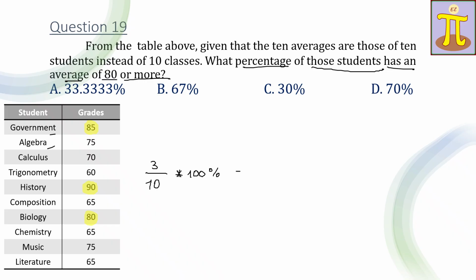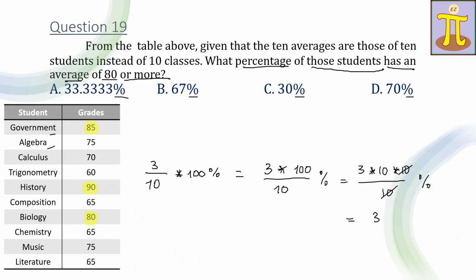Okay, so we keep the percent because you see that you have the percentage right here. Keep the percent. Now you have 3 times 100 over 10%. Now 100 is 10 times 10, so I should break it down: 10 times 10 divided by 10. Then this one's still percentage. We cancel this. Then you have 3 times 10 is 30%.